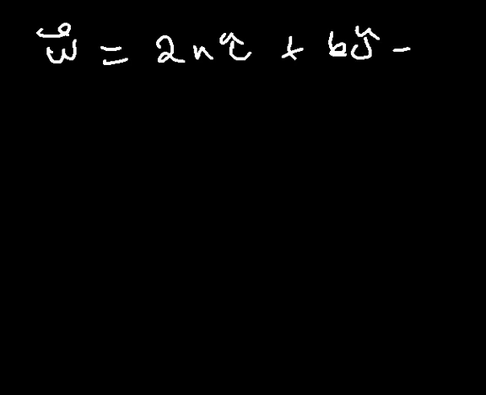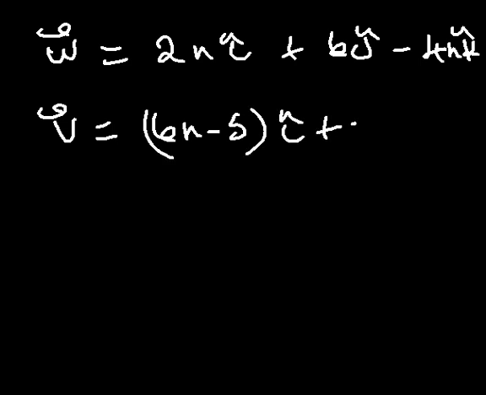How about if I have this case? Let's say we have a vector W that is given as 2n i plus 6j minus 4n k, and a vector V that is given as 6n minus 5 i, plus 7j, minus 2n k. Now find the value of n.